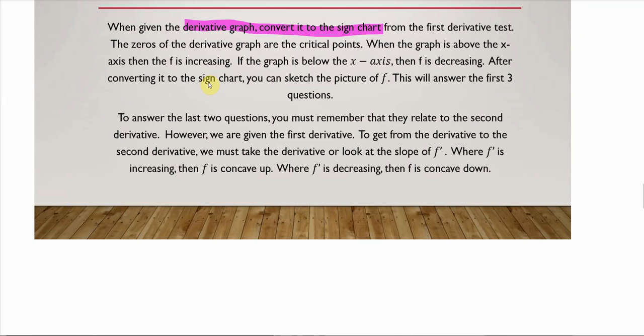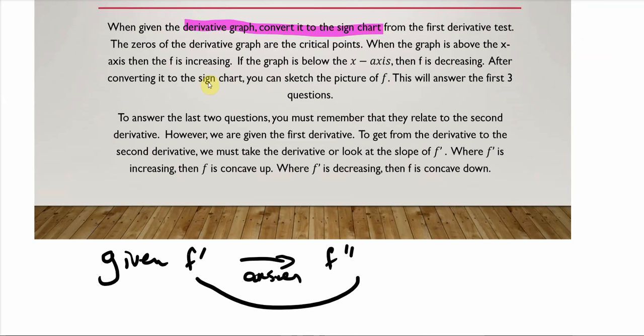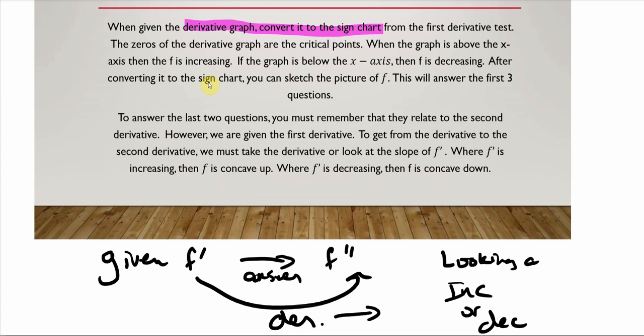They're given f prime. I have to answer f double prime questions. So how do I go from here to here? Well, I need to take the derivative. And the derivative means increasing or decreasing. So I'm going to be looking at what? At the slope of f prime. Because the slope means the derivative of f prime.